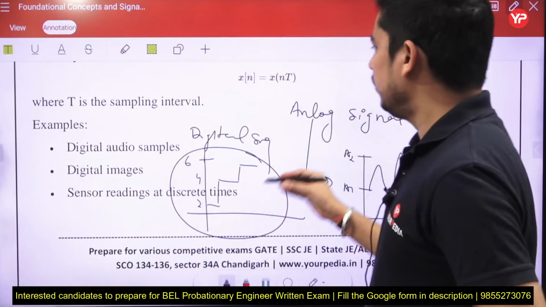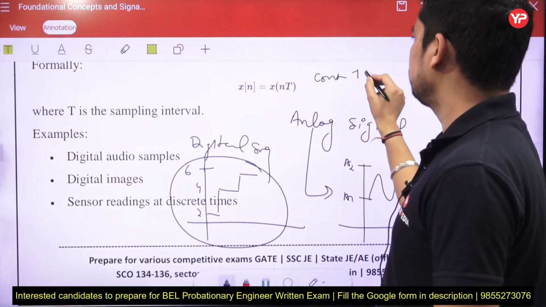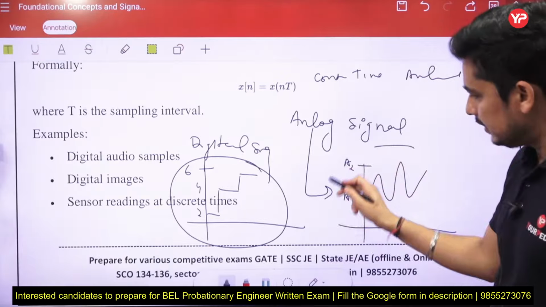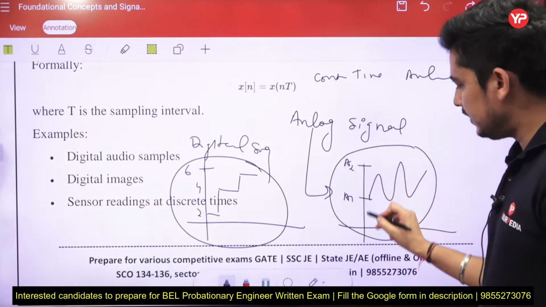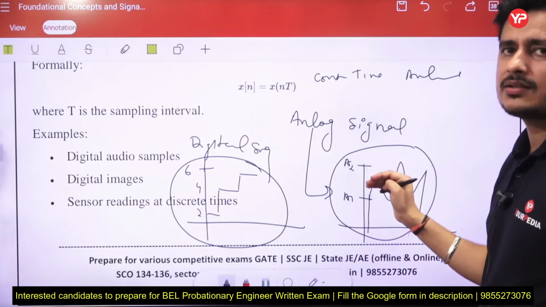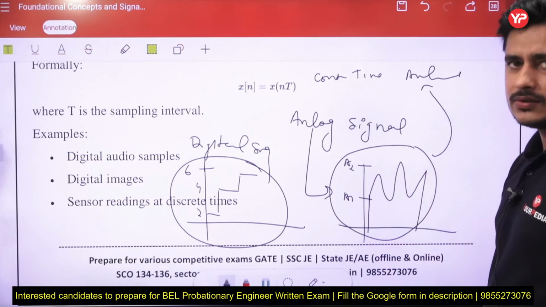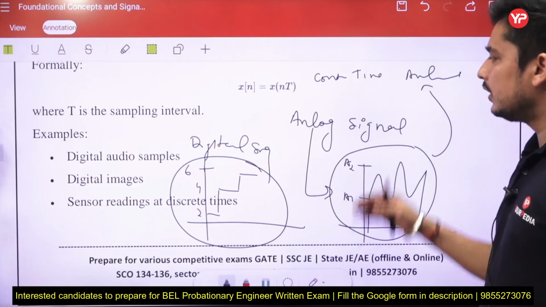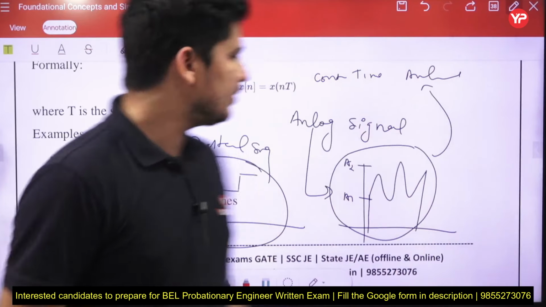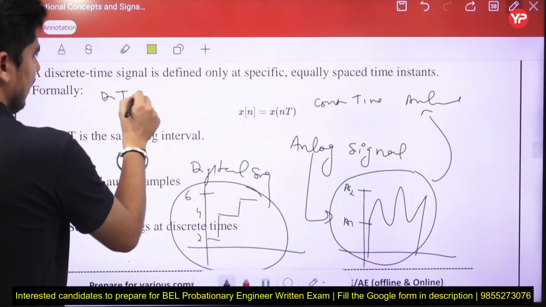First one is what? Continuous time analog signal. An example of that signal is this, where we see that in the time axis it is continuous, and in the amplitude axis it is also continuous. That signal is called a continuous time analog signal. The other signal is what? Discrete time analog signal. What is the difference between discrete time and continuous time? So this is a discrete time analog signal.